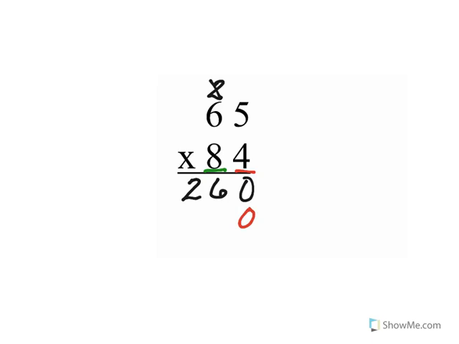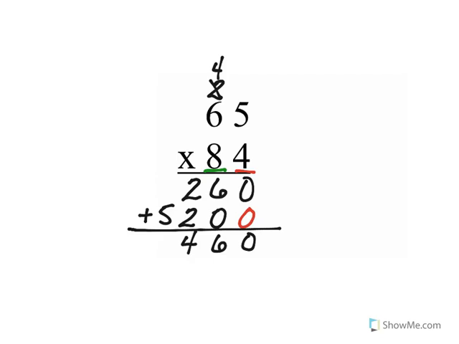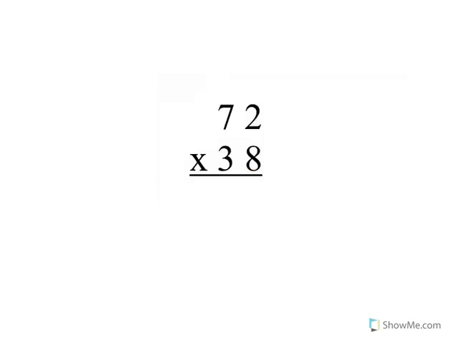So 8 times 5 is 40. I'm going to put a 0 here and carry my 4. 8 times 6 is 48, plus 4 is 52. Put my 2 and my 5 here. Now we're going to add our partial products together. I know 0 and 0 is 0. 6 plus 0 is 6. 2 plus 2 is 4. And nothing plus 5 is 5. And our answer is 5,460.